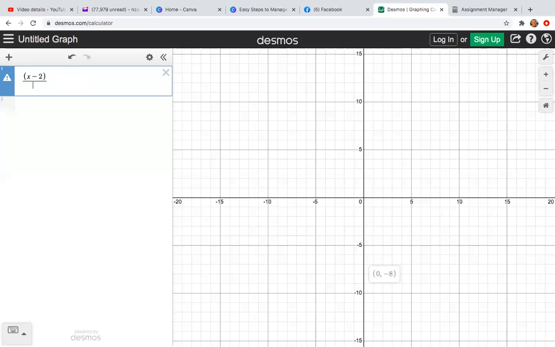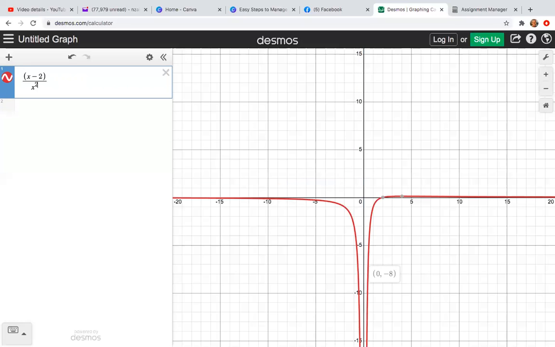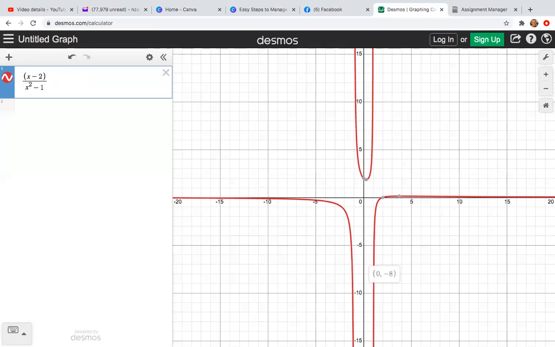And we're going to include, well, actually, we don't even have to enclose it now because we already have the numerator. So we have x squared in the denominator. And then we're going to minus 1. All right, guys. Do you see the graph?